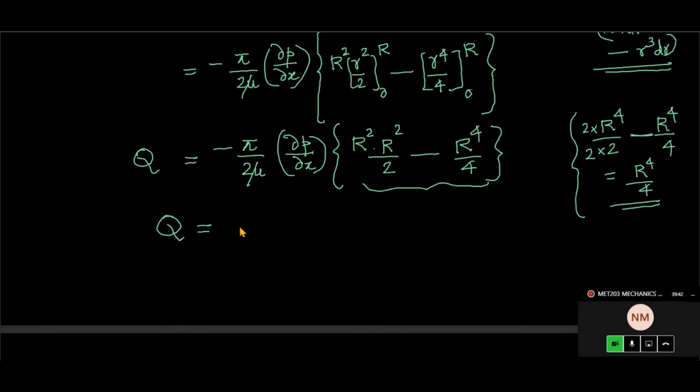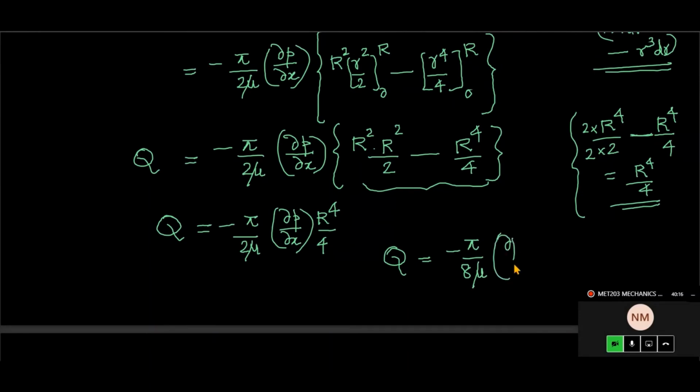So through the circular cross section, the discharge through the pipe through which this viscous flow occurs is given by minus pi by 2 mu into del p del x, then into R raised to 4 by 4. And again, you can simplify it further. It can be written as the final expression Q is equal to minus pi by 8 mu, because of that 4 and 2 in the denominator, into dou p by dou x, the pressure gradient, then into capital R raised to 4. Okay. So this is the discharge expression we were searching for.